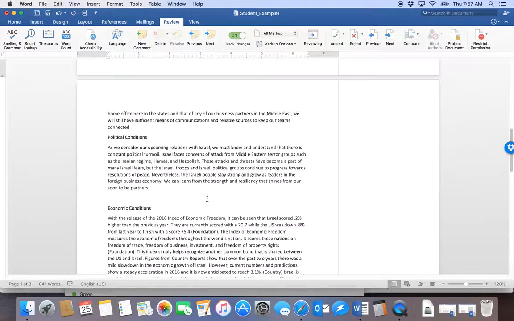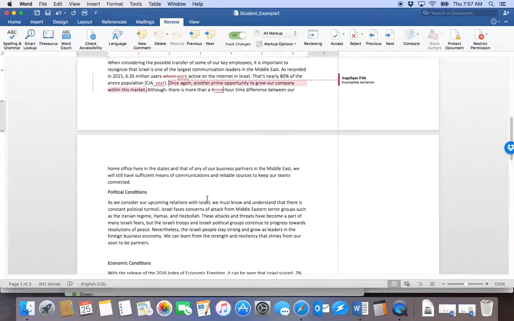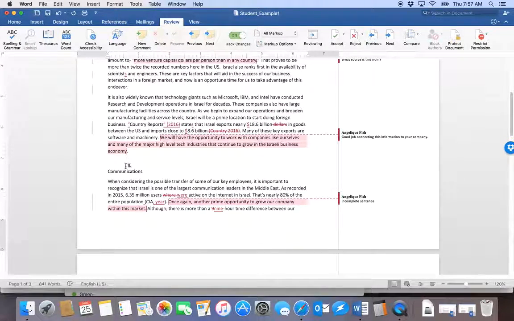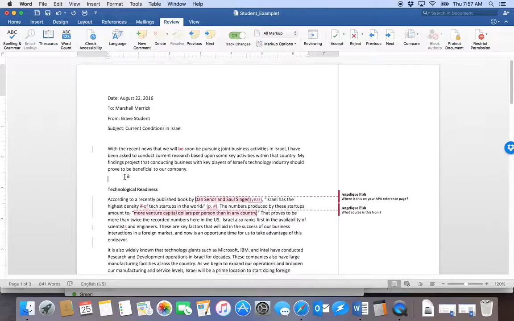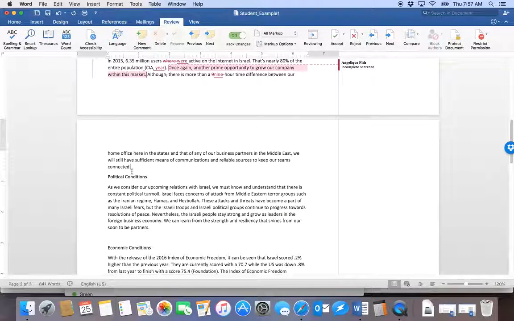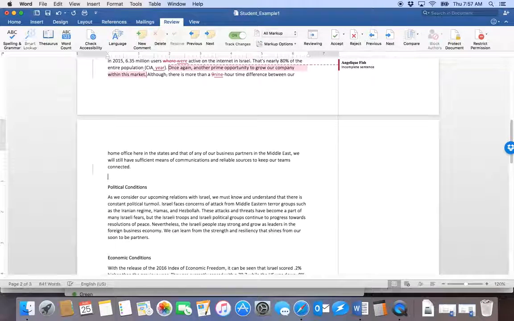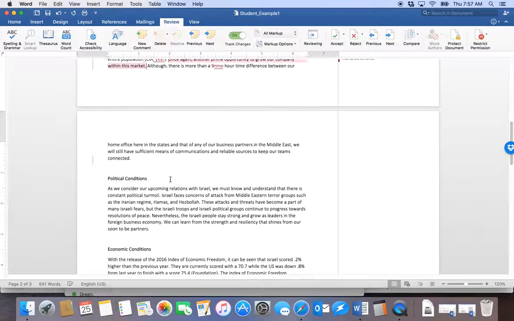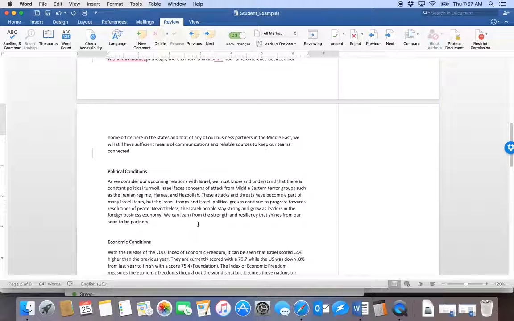Okay. Political conditions. So one thing I just noticed is there's a space here, and then this one doesn't have a space before, so I'm going to hit enter. Okay. As we consider our upcoming relations with Israel, we must know and understand that there is constant political turmoil. Israel faces concerns of attack from Middle Eastern terror groups such as the Iranian regime, Hamas, and Hezbollah.